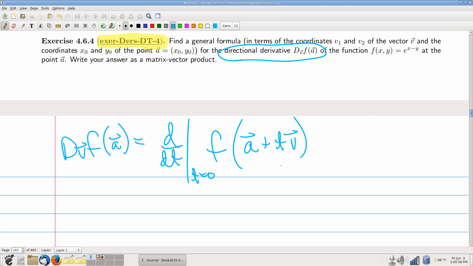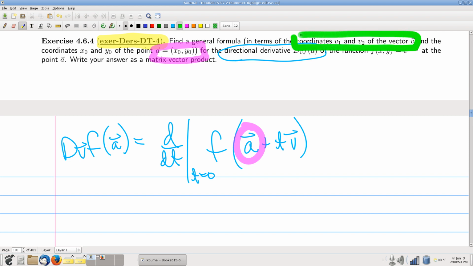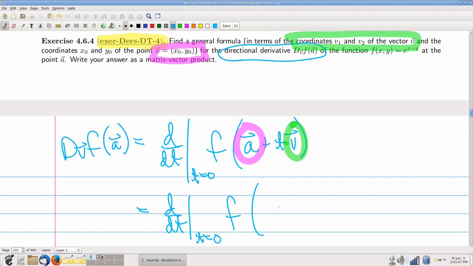Okay, now we're given a couple of things. It looks like we are given that a is (x naught, y naught), and we are given that the vector v has coordinates v1 and v2. And so with that, I can rewrite this as f of (x naught plus tv1, y naught plus tv2). Is that cool?